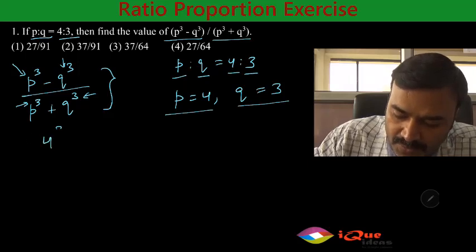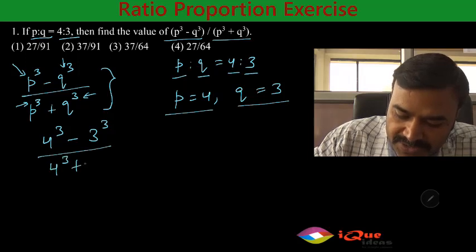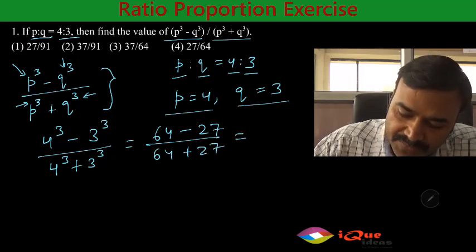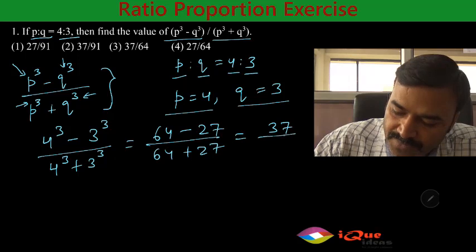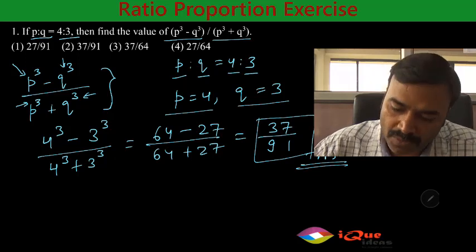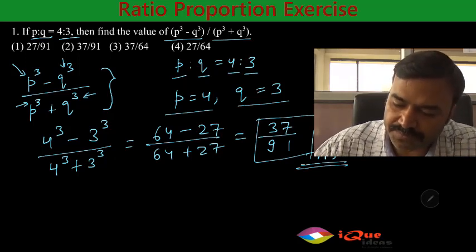So it is 4 cube minus 3 cube divided by 4 cube plus 3 cube. 4 cube is 64, minus 3 cube is 27, then again 64 plus 27. So simplify this. 64 minus 27 will be equal to 37, divided by 64 plus 27 which will be 91. Alright, so the answer is 37 upon 91. Okay, just be careful here. Now let's go to the next question.